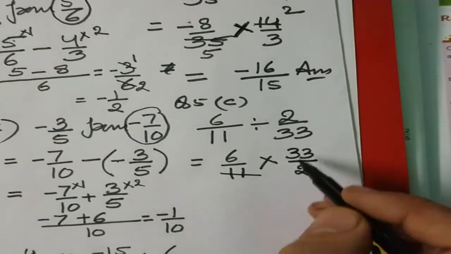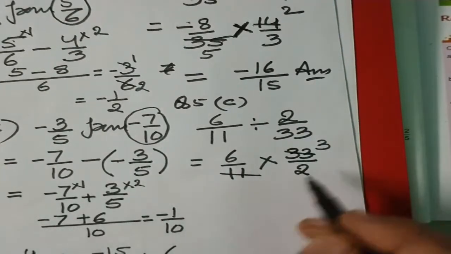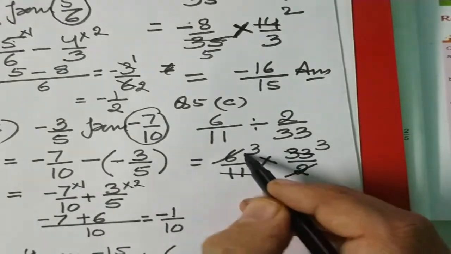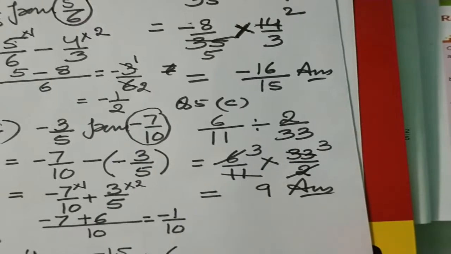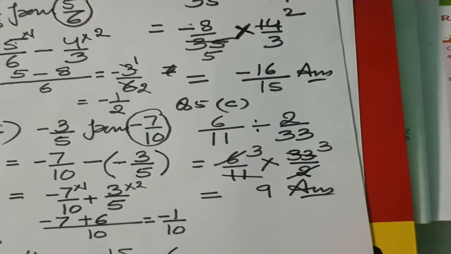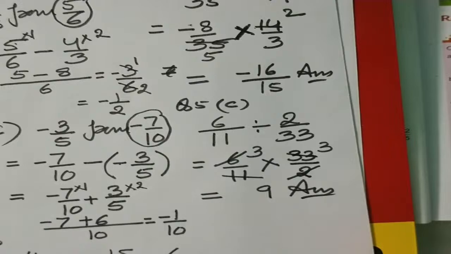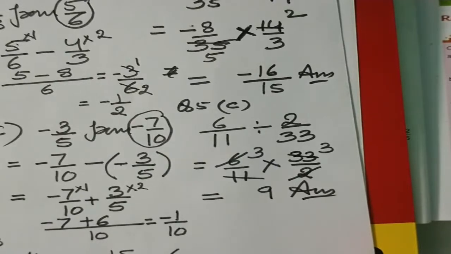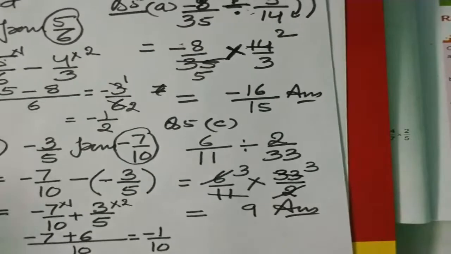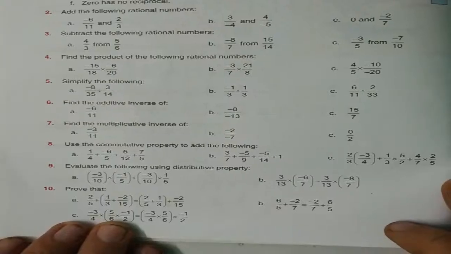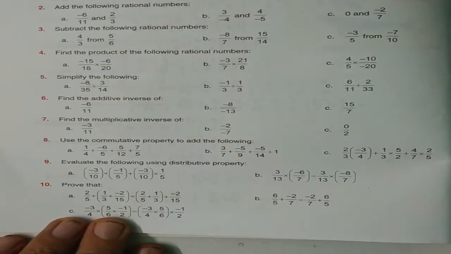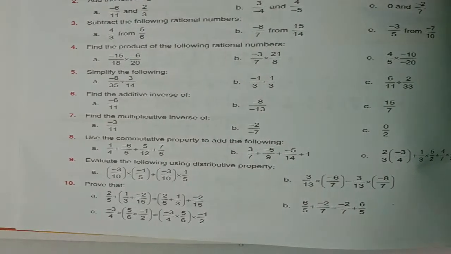Now this 3 will divide 11, and this 2 will divide this 33... Answer is 9. So after dividing, the answer becomes 9. Okay. So question number 5 is based on division. And questions number 6 and 7 are oral questions.